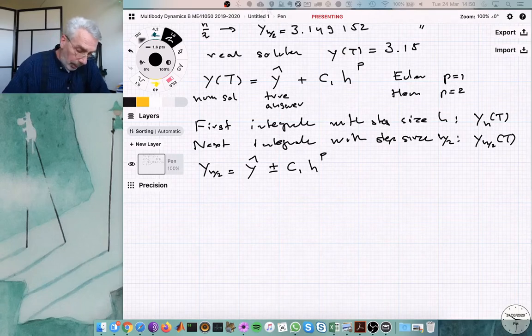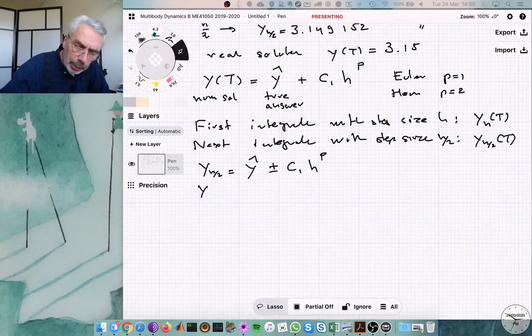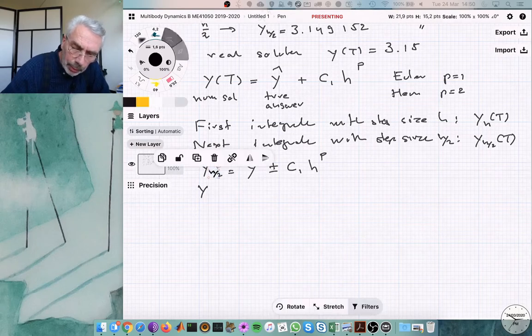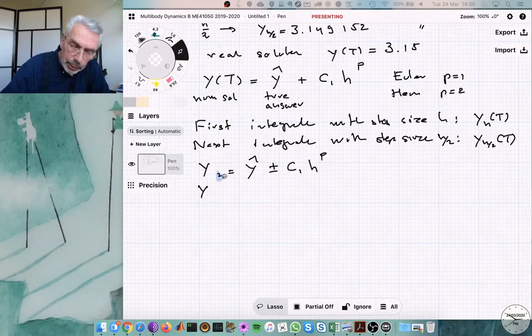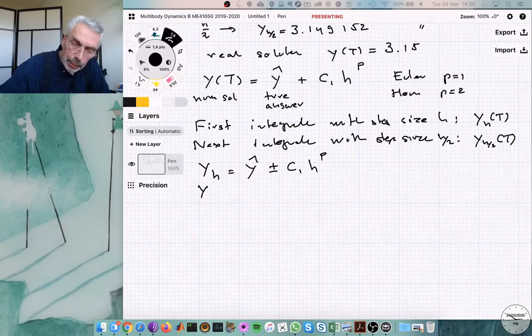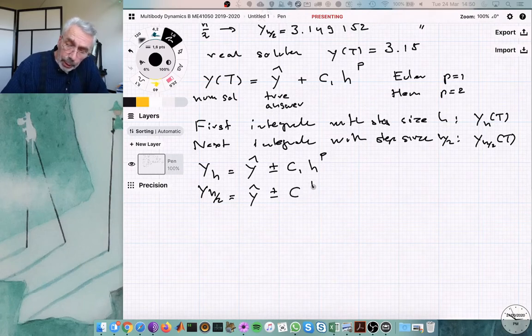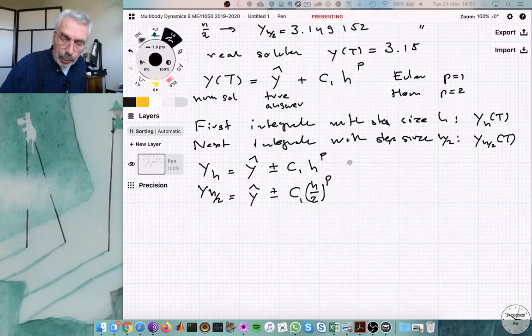But we also have this other solution. Sorry, I made an error, of course. This should be h. This is our original solution, so this should be y h. This is first with this step size. And then with h over 2, I do the same. Well, the true answer is still the same true answer. But now I used a smaller step size, h over 2, to the power p. And the C1 should be approximately right.